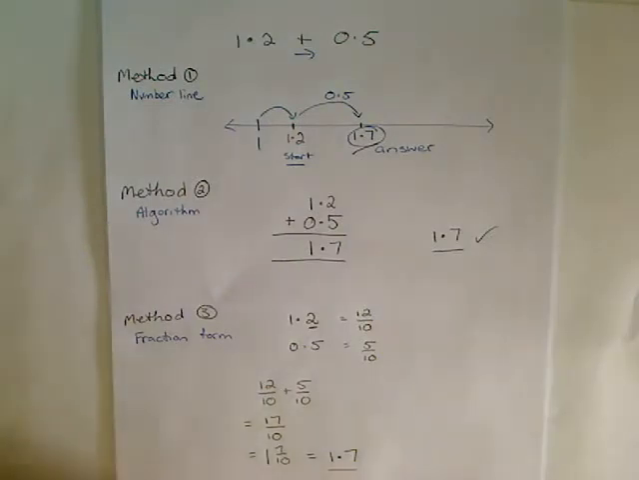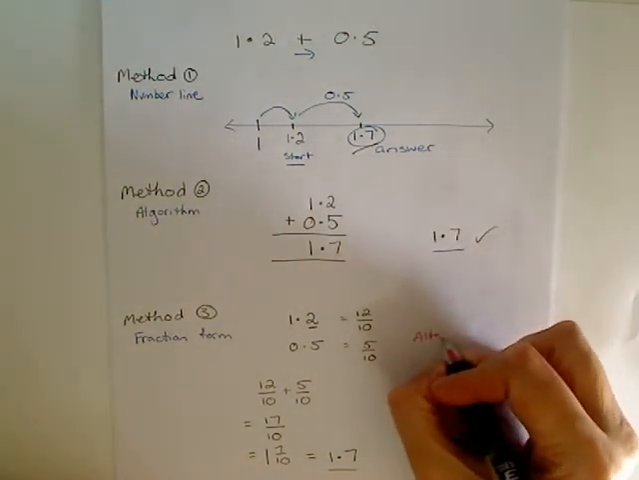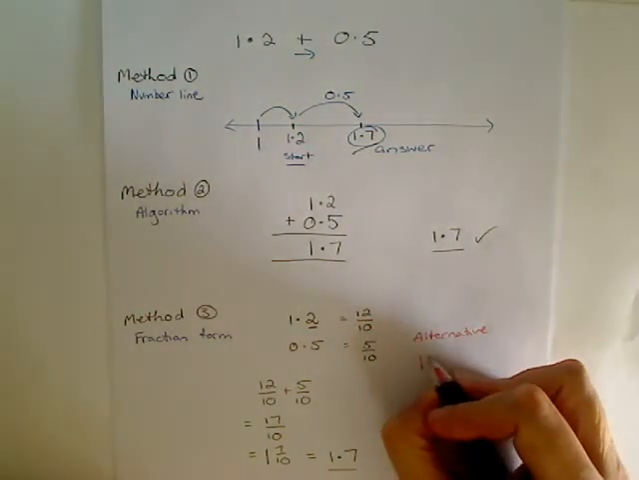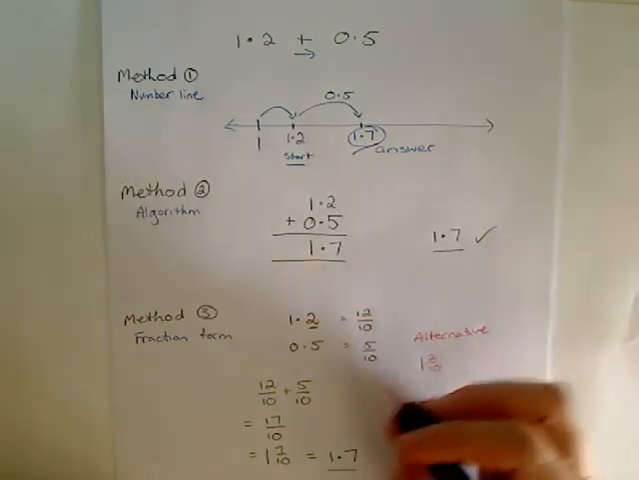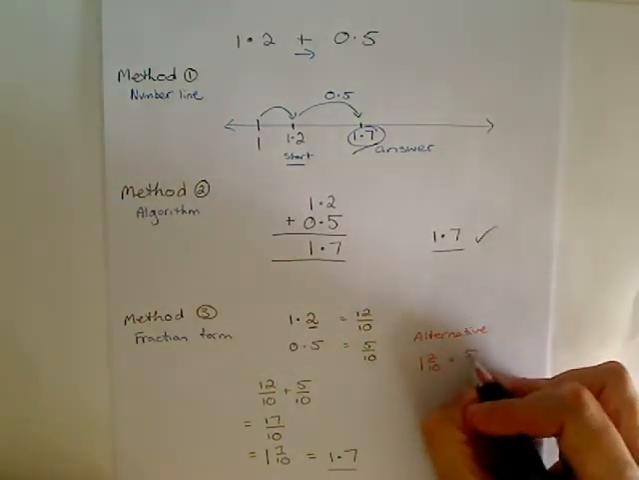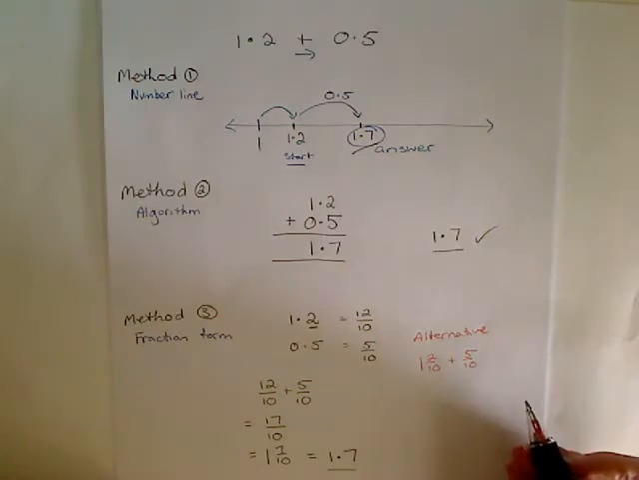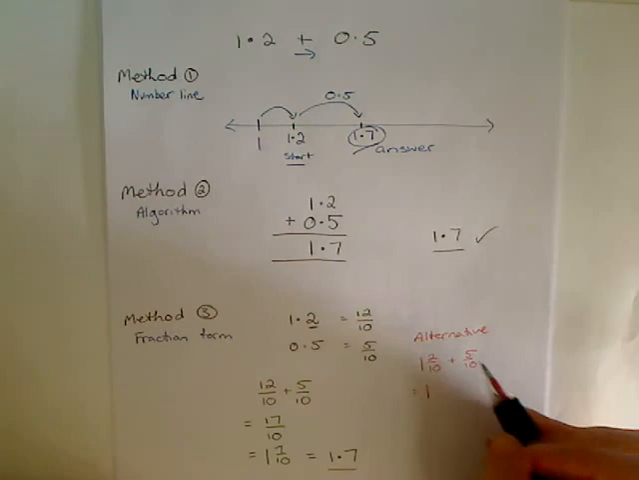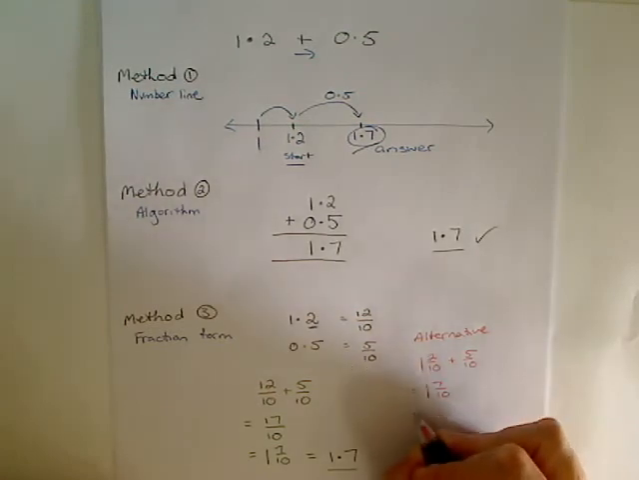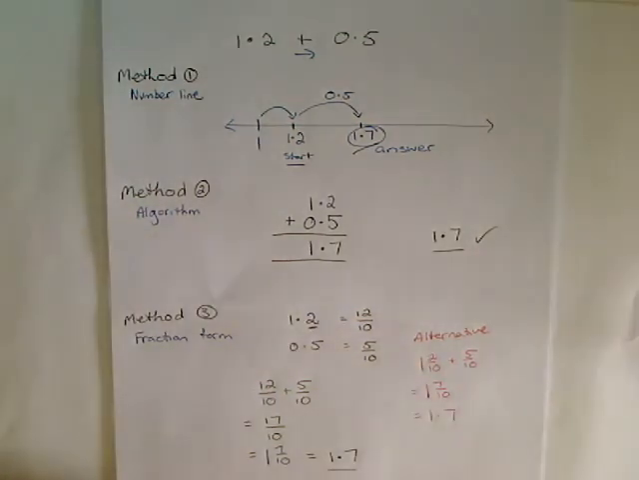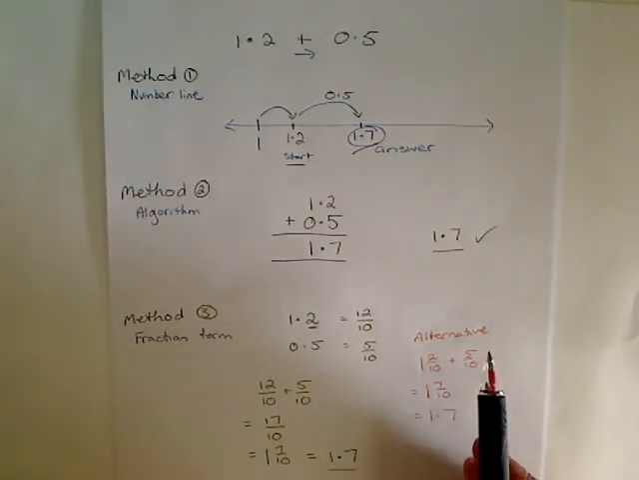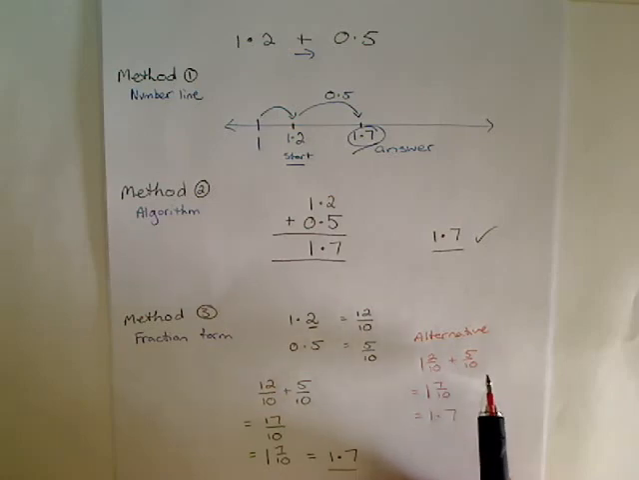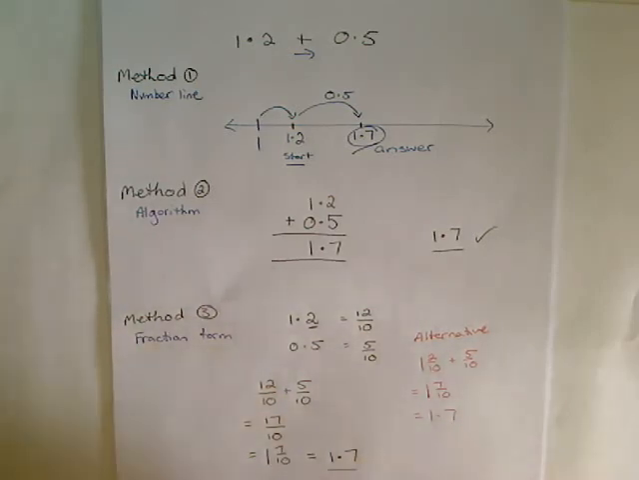You may have chosen as an alternative to write 1.2 as 1 and 2/10, and then 0.5 as 5/10. Because the numbers are quite simple, it's pretty straightforward to see that you would have 1 whole and you'd have 7/10. So you could have gotten to 1.7 that way, so long as it's fairly straightforward. But once you start leaving those whole numbers around and the numbers get more complicated, you can make errors. But for this one it works just fine.